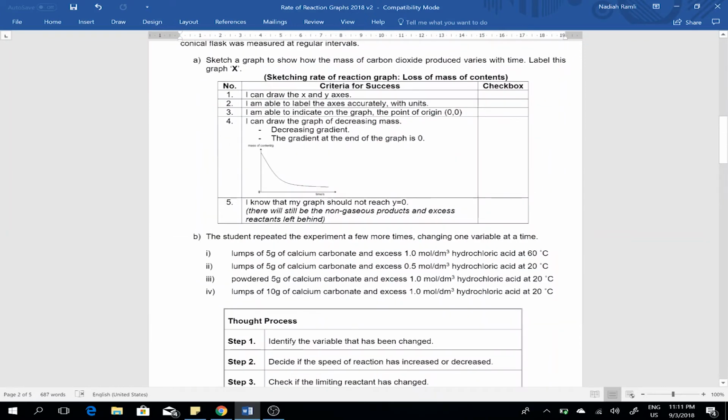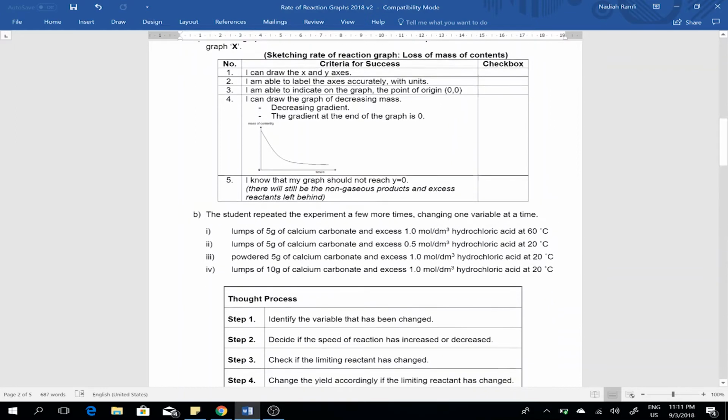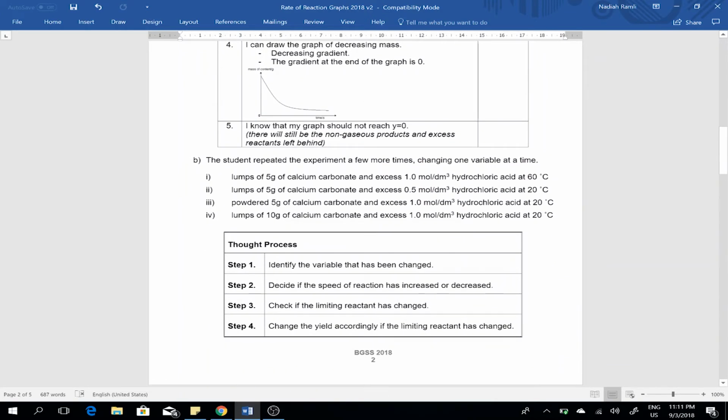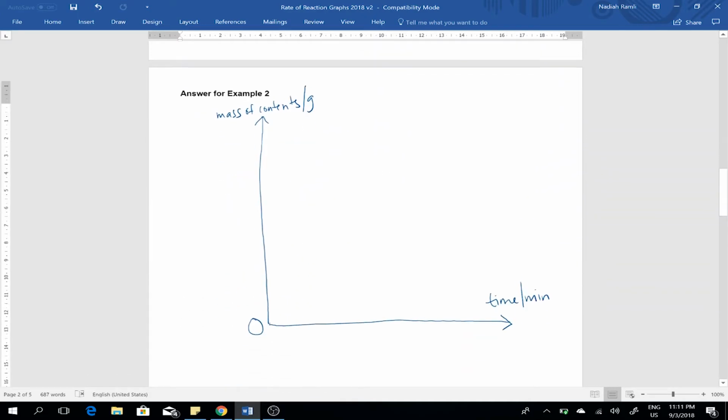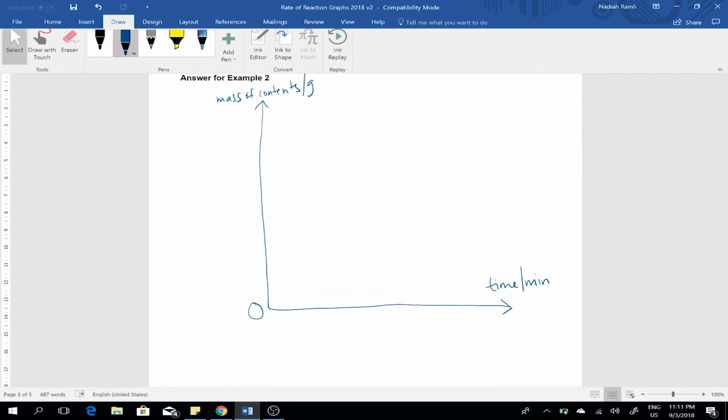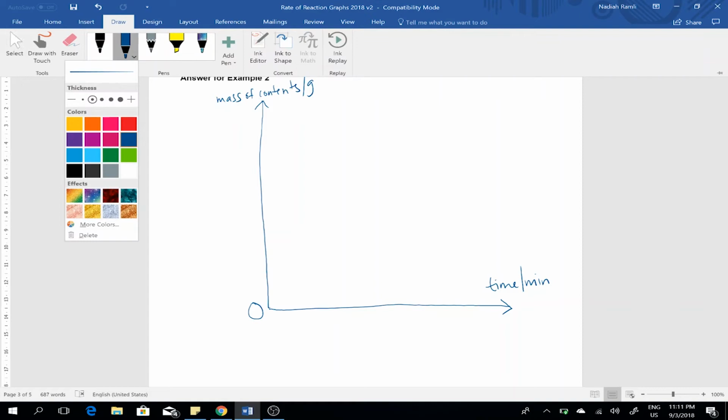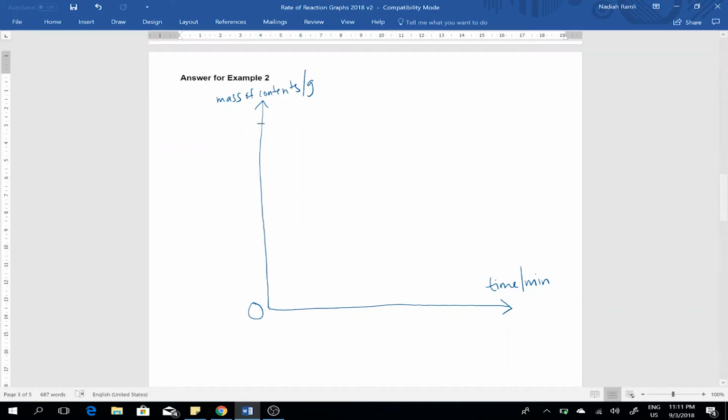Next, I can draw the graph of decreasing mass. Decreasing mass means I have decreasing gradient, and the gradient at the end of the graph is 0. Okay, then I also know that my graph should not reach y equal to 0, right, because there's still some reactants left behind. So let's draw here. You will start from here, and it should not touch this line at all. So maybe put it here.